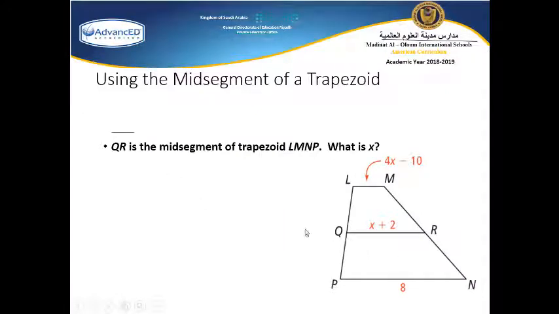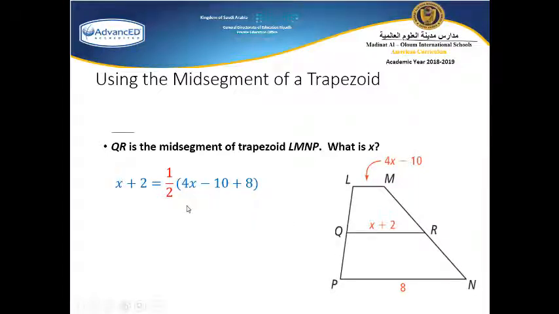Let's solve this question. QR is the mid-segment of the trapezoid LMNP. What is X? Since QR is the mid-segment, then according to our theorem, this mid-segment equals half the sum of the two bases. Then X plus 2 equals half the sum of 4X minus 10 plus 8.